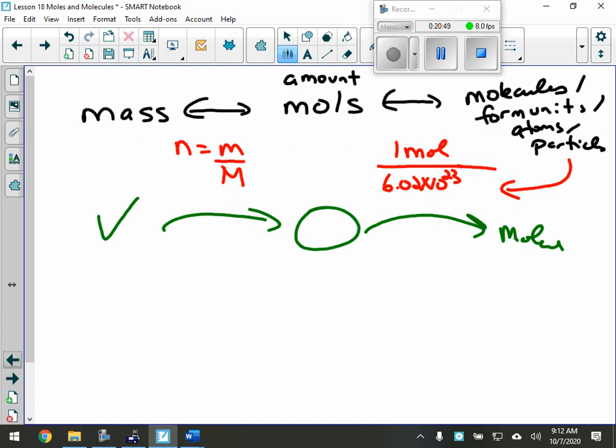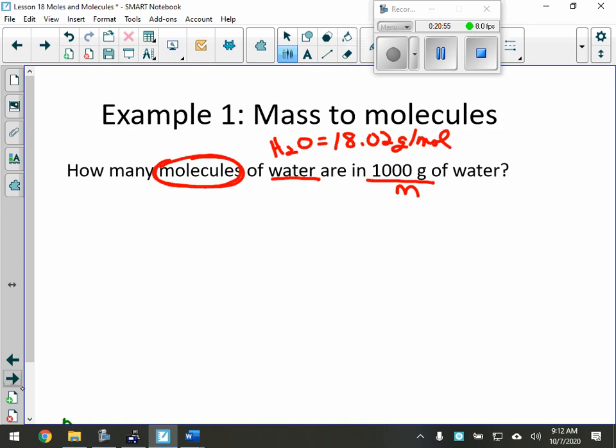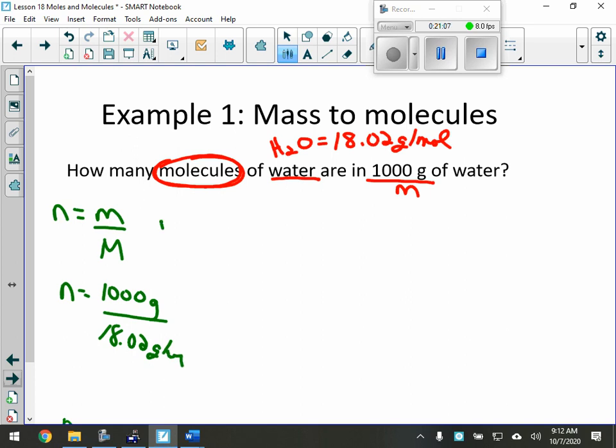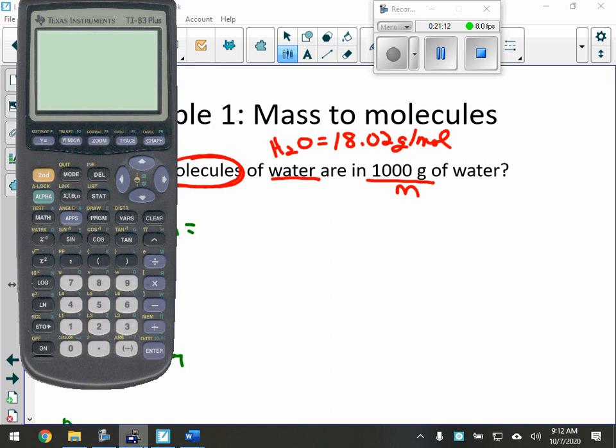So we're going to have two steps to do here. Like I said, combine the last 2 days together here. So let's do that. We're going to start here. N equals little m over big M. Okay. N is going to be 1,000 grams divided by 18.02 grams per mole. And N is going to work out to be, calculator time, tater tots, 1,000.